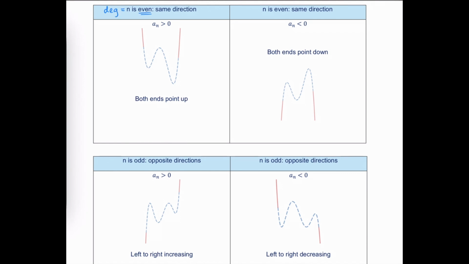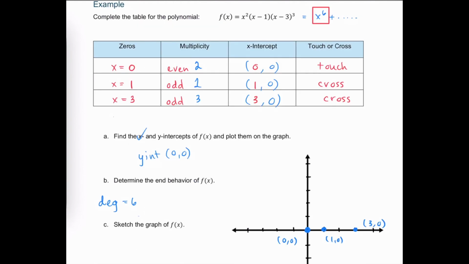If the degree is even, the end behavior of the function will have both tails pointing in the same direction. If the leading coefficient is positive, they'll both be pointing up, and if the leading coefficient is negative, those tails are going to be pointing down. But this is the scenario that we're looking at. We have an even degree with a positive leading coefficient. So both ends of our polynomial are going to be pointing up. Let's just formalize that here. We have degree is equal to 6. The leading coefficient was positive 1.